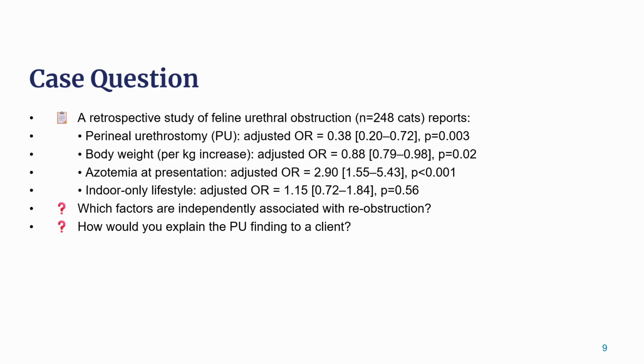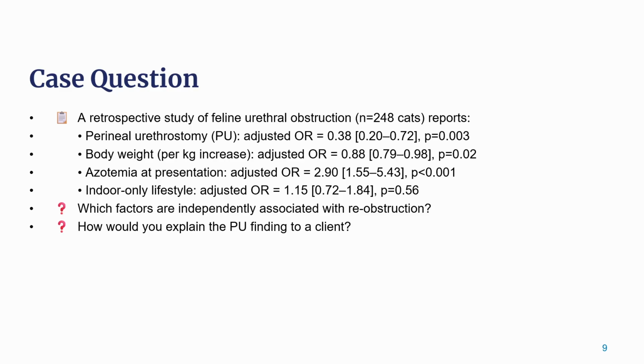Body weight. OR equals 0.88 per kilogram. Each additional kilogram of body weight is associated with 12% lower odds of reobstruction. CI is 0.79 to 0.98, doesn't cross 1, significant, though the effect per kilogram is modest.